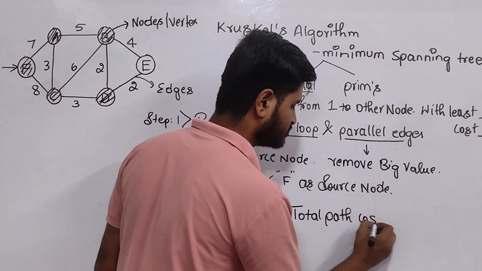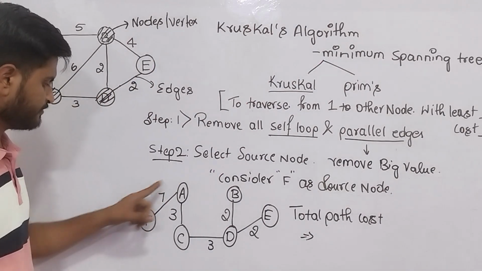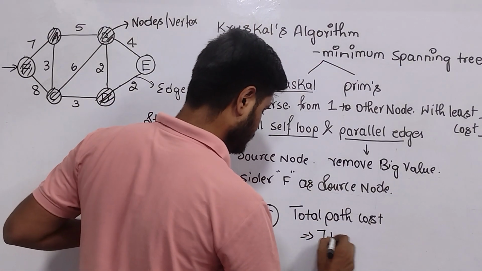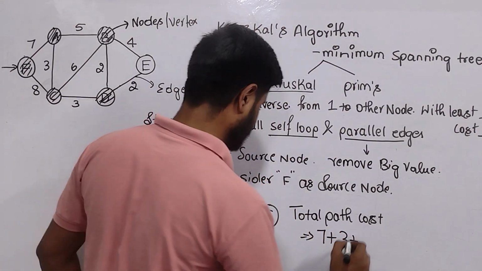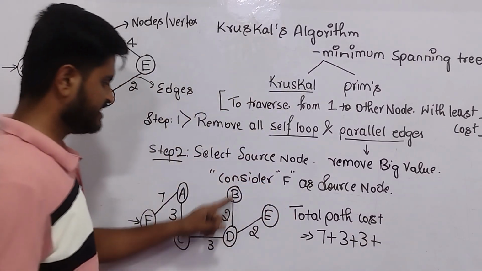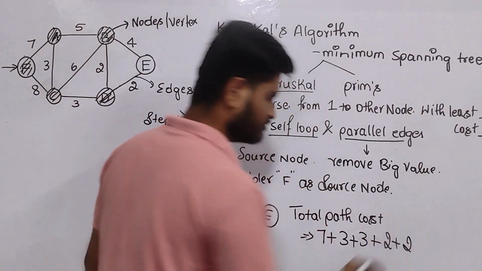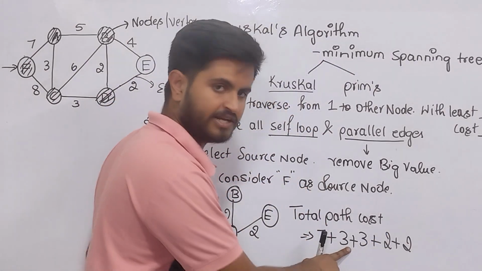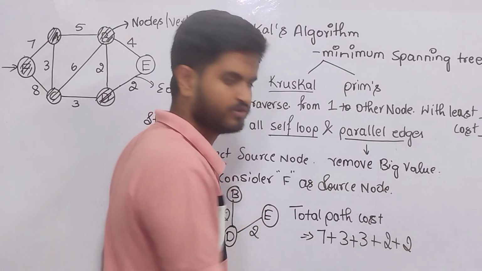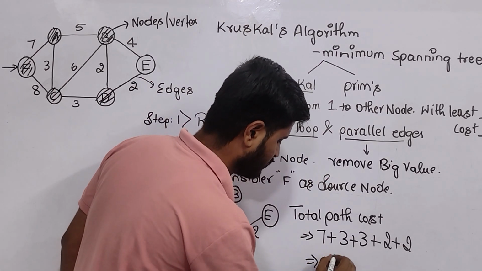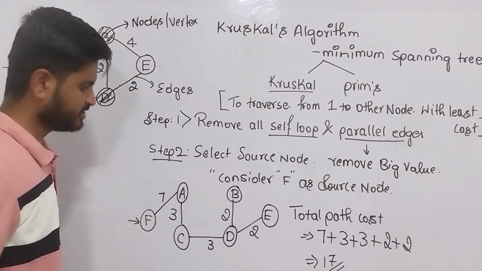The total path cost is the sum of all these. From F to A it was 7, from A to C it was 3, from C to D it was 3, from D to B it was 2, and from D to E it was 2. So 7 plus 3 is 10, 10 plus 3 is 13, 13 plus 2 is 15, and 15 plus 2 is 17. So we got the least cost path with 17 as the total path cost.